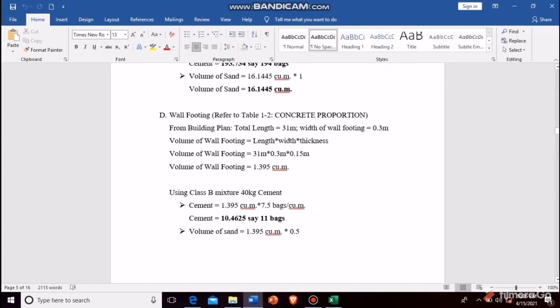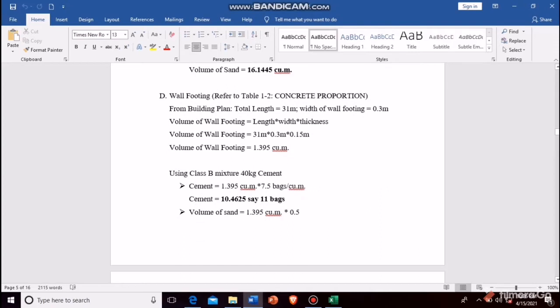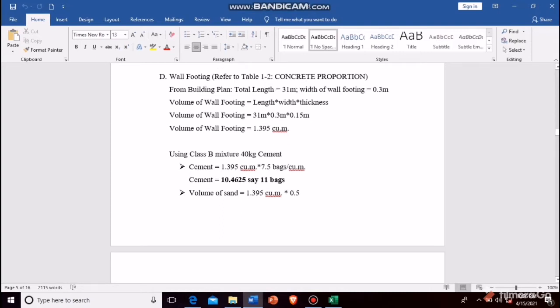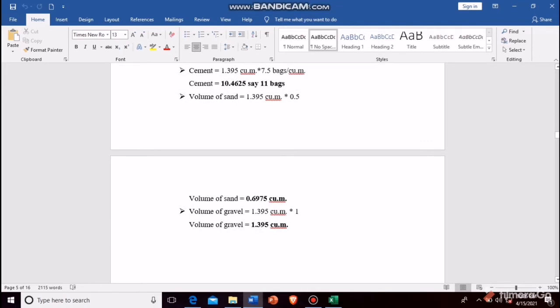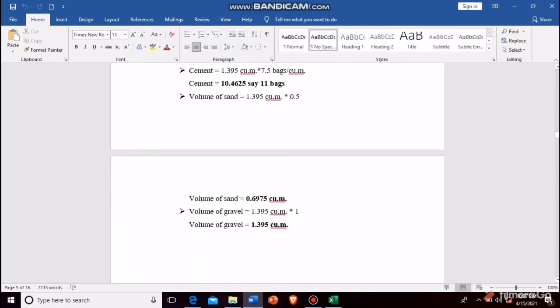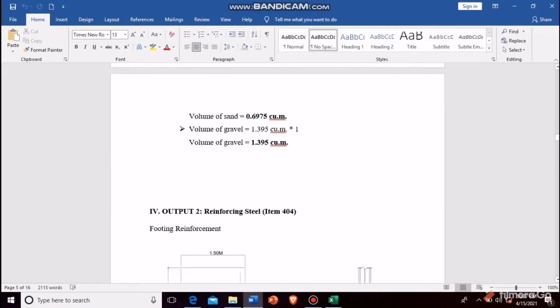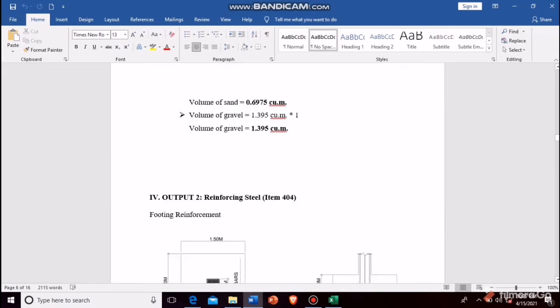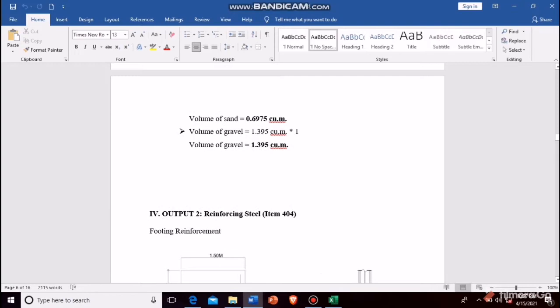Using class B mixture, 40 kilograms cement. Cement equals 1.395 cubic meters times 7.5 bags. That is 11 bags. Cement is 11 bags. Then for the volume of sand, that is 1.395 cubic meters times 0.5, that is 0.6975 cubic meter. For the volume of gravel, 1.395 times 1. So volume of gravel is 1.395 cubic meters. That is for the output number 1, masonry.